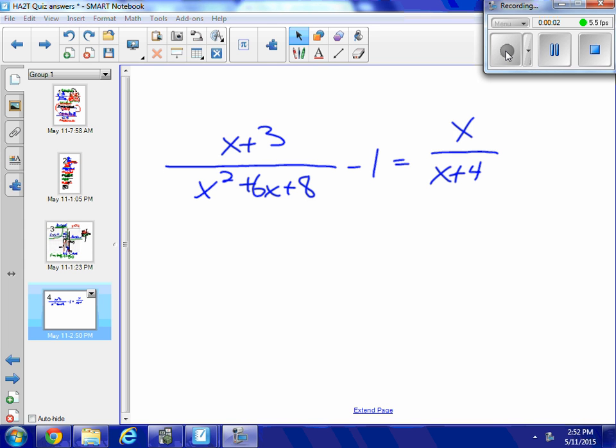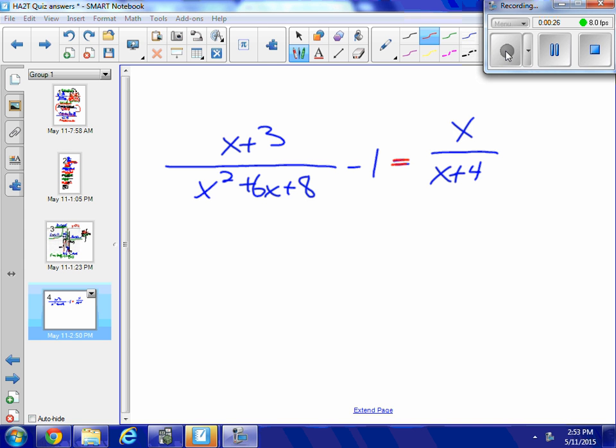In this problem, I'm charged with solving a rational equation, an equation that has rational expressions in it. So there is an equation, there's an equal sign right here, and I'm solving it, meaning I need to find out what x is equal to. Now, there's a number of different ways to approach this. I'm going to show you the way that I do it.